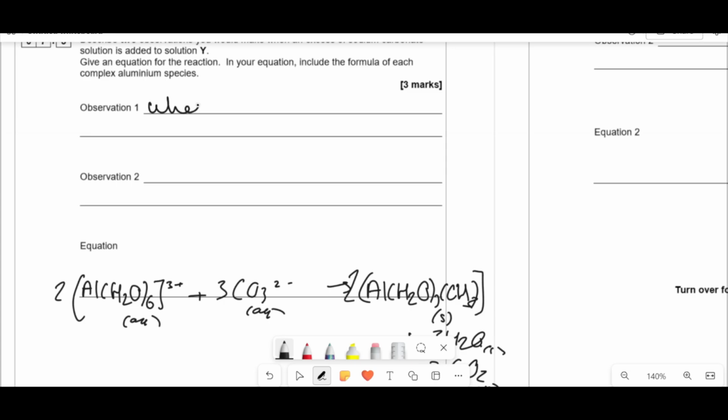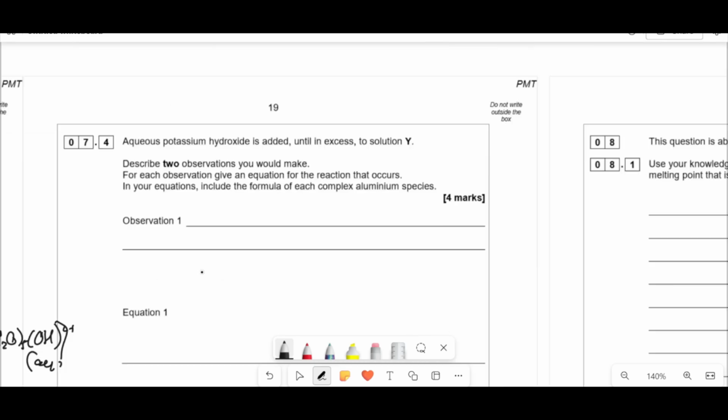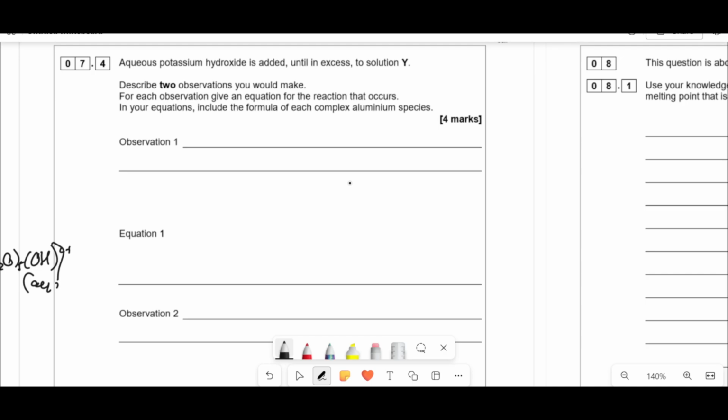Well, first of all, you make a white precipitate. And as well as that, because you're making CO2 gas, you're actually seeing effervescence as well. Now it says aqueous potassium hydroxide is added into the solution Y, and then describe 2 observations that you would make, and then give an equation for what happens. So we're adding OH minuses, remember, and this is a metal aqua ion, meaning it can act as an acid, where it's giving away an H plus.